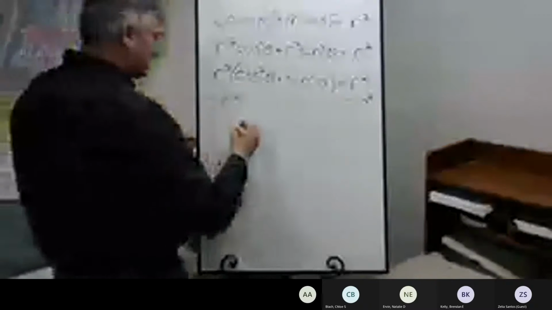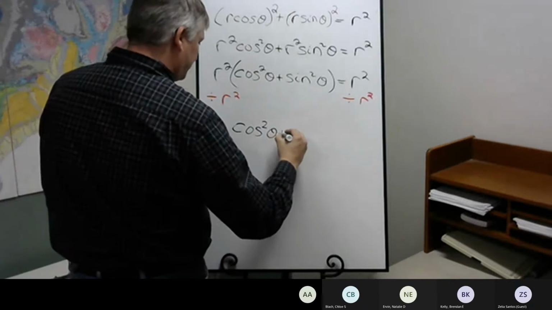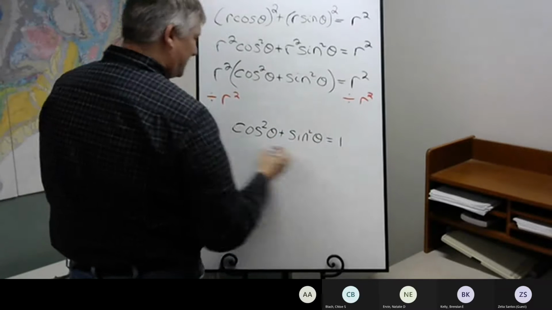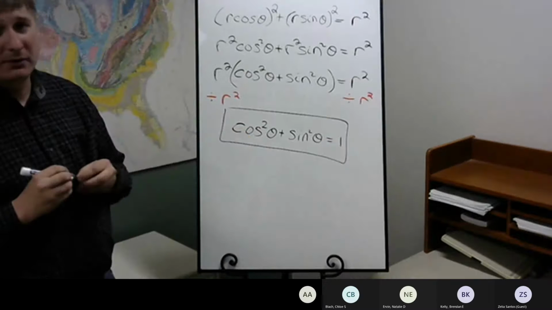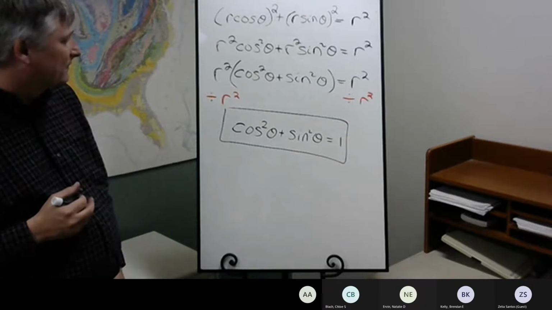And so what this will give us, cosine squared theta plus sine squared theta is equal to 1. Very important identity.